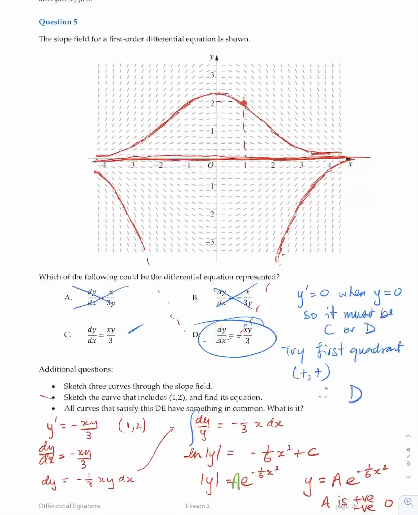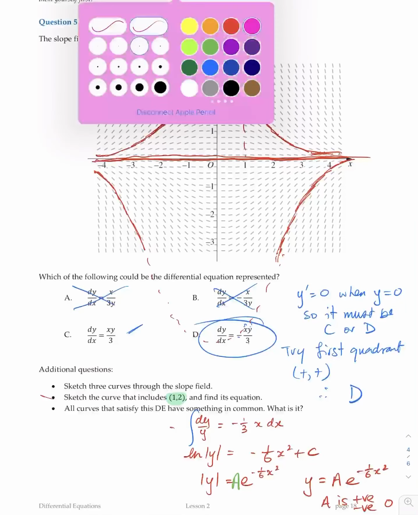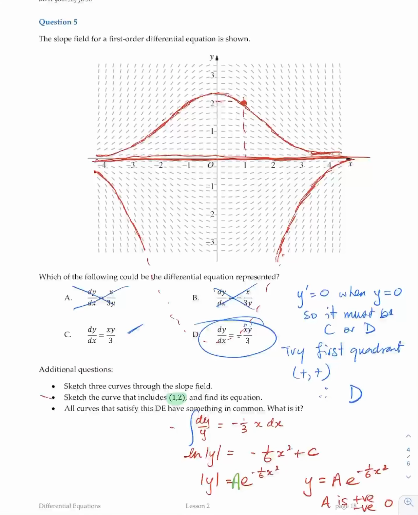All right, so that's a bit of a mess. I'm sorry, but we also need to include this point. So all right, we've got y equals a e to the negative 1/6 x squared. All right, and so we have 1, 2.